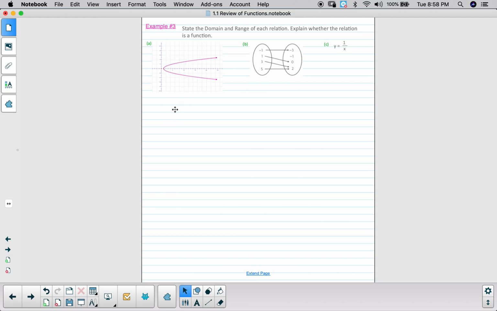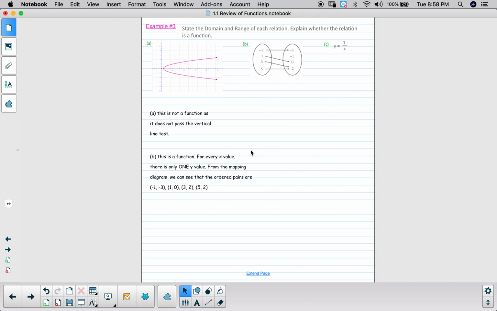the graph that you have in A is not a function, as it does not pass the vertical line test. In B, you have a mapping diagram. So you can see that the x value corresponds to those y values. And it is a function because for every x value, there is only one y value. And you can see the ordered pairs here. Every x value has only one y value.